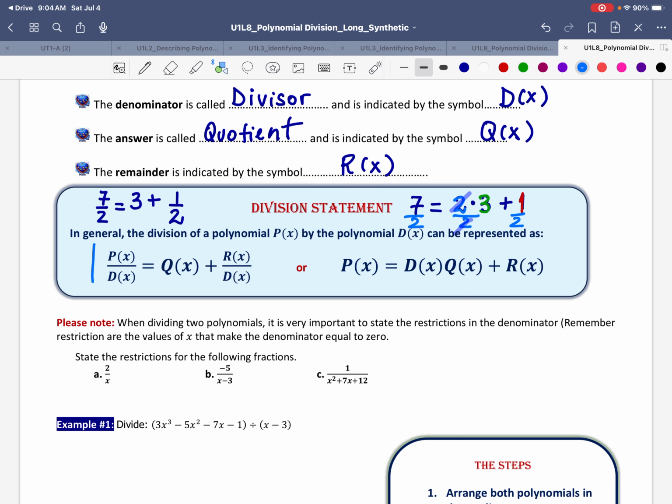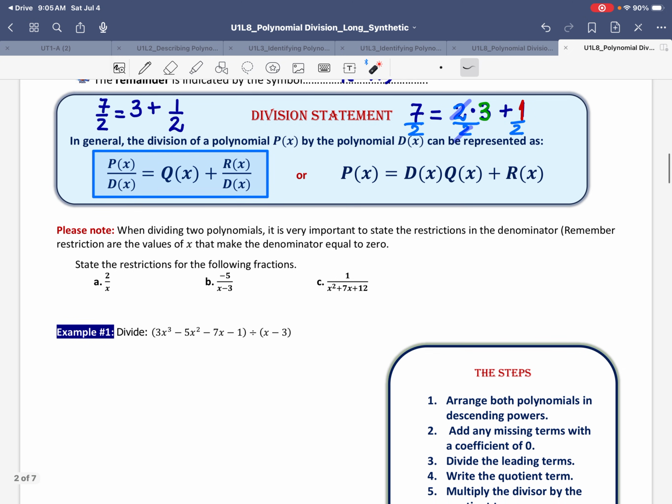And the reason why we mention this is because very often when you're asked to perform polynomial divisions, you will be asked to write the final division statement, which is important. Now, when dividing two polynomials, it is very important to state the restrictions in the denominator. Remember that from grade 11, when we did rational expressions, in polynomial division we have variables in the denominator, and the denominators cannot equal 0.